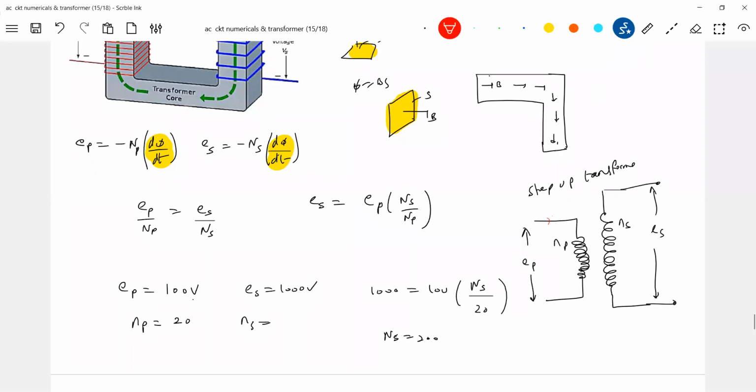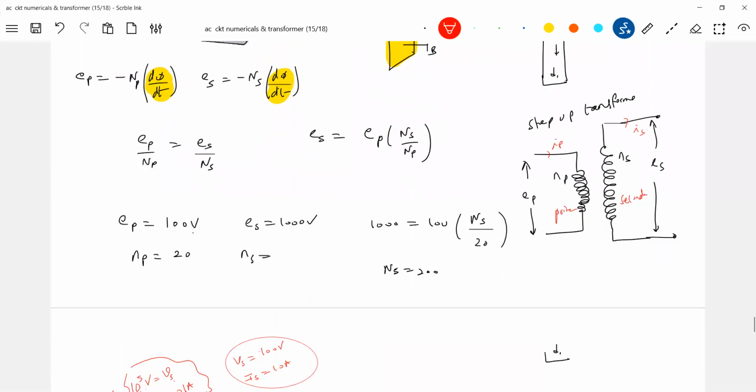So let the current here be IP. Let this be IS. Means are we violating the energy equation? Nothing. So what is EP into IP? What is the power at the primary? This is the primary. This is the secondary. So what is the power at the primary?